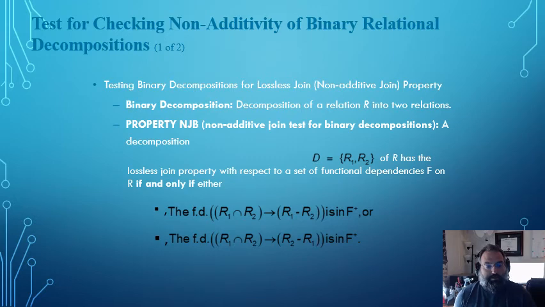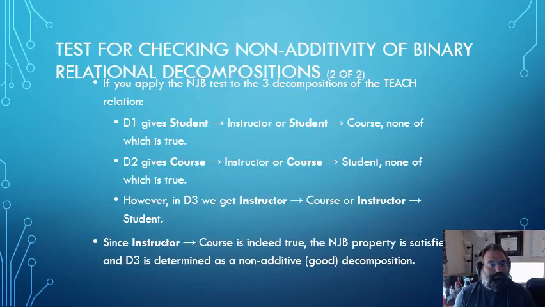Testing binary decomposition for lossless join, non-additive join property. A decomposition of a relation R into two relations: property NJB, the non-additive join test for binary decompositions. This is a test for checking non-additivity of binary relation decompositions.